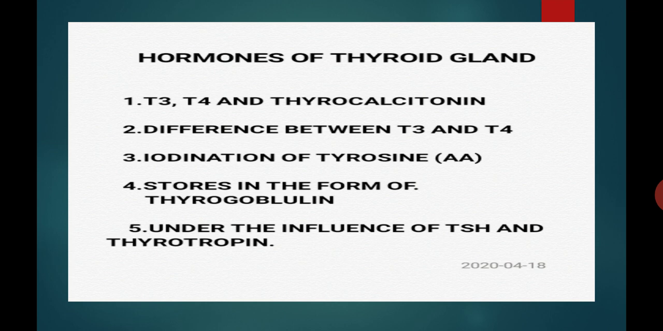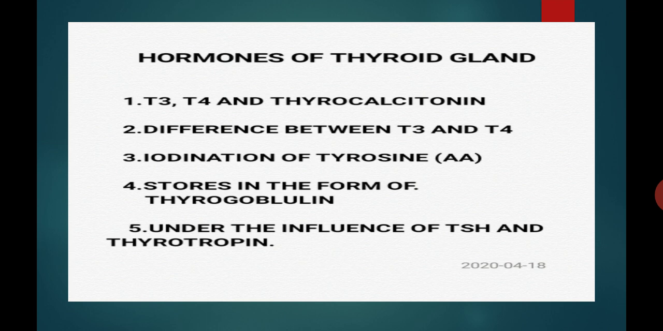Point number 2, let's see about the T3 hormone. The full form of T3 hormone is triiodothyronine. It contains 3 iodine atoms. It is produced in a less quantity. Physiologically, it is more active. So this is about the T3 hormone.